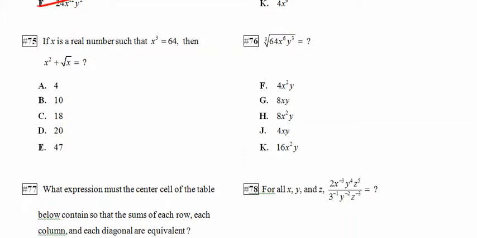Two-part problem. They like these in the higher level problems. X to the third equals 64, then x equals 4. Then plug it in over here. 16 plus 2.